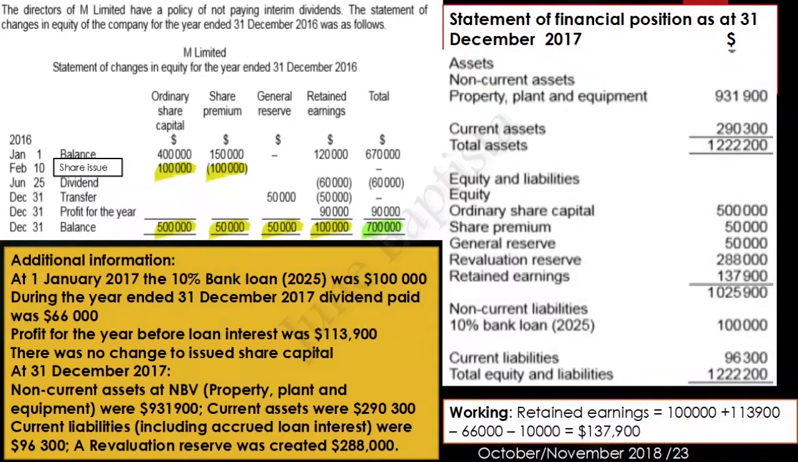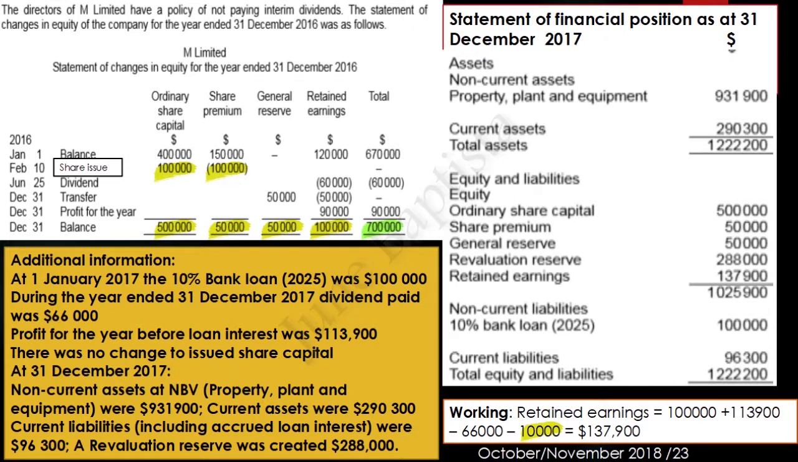You are given the following information. At 1st January 2017, the 10% bank loan, which is due to be paid in 2025, was $100,000. The interest on this loan has obviously accrued to the tune of $10,000, and that will be subtracted from retained earnings this year.